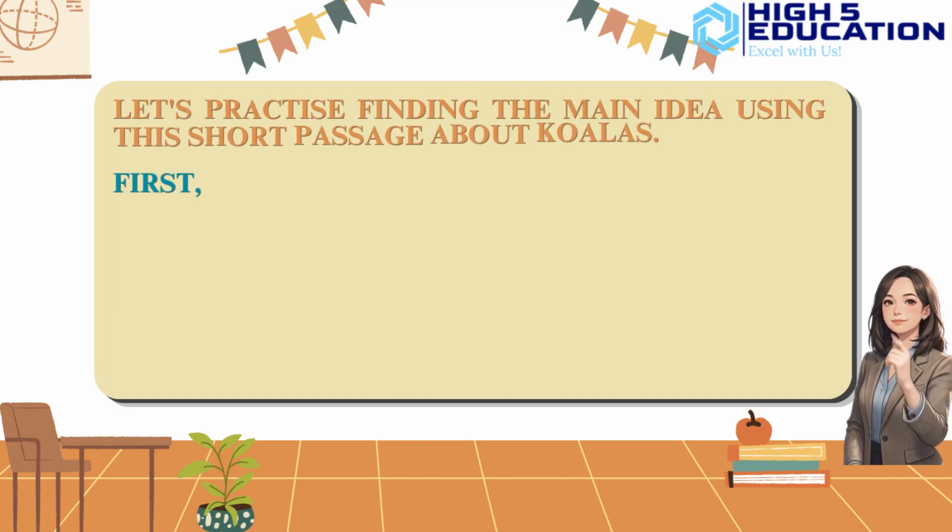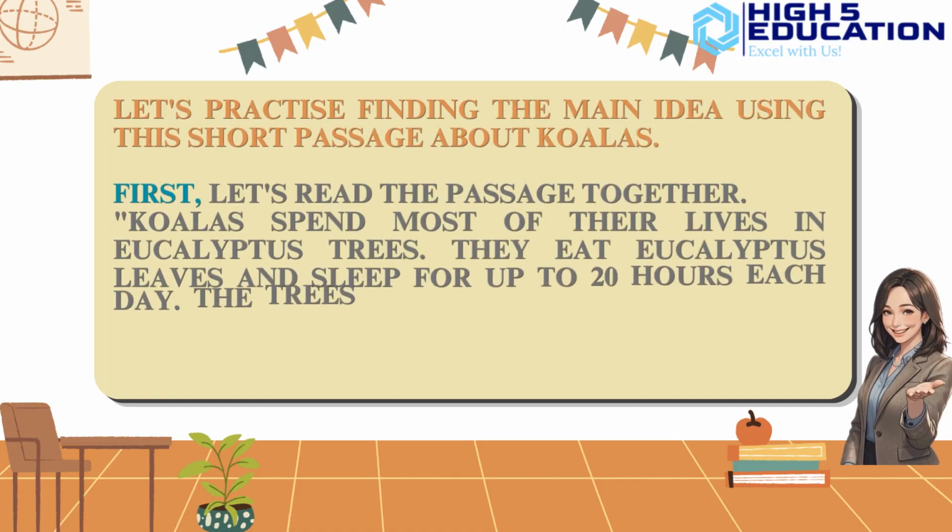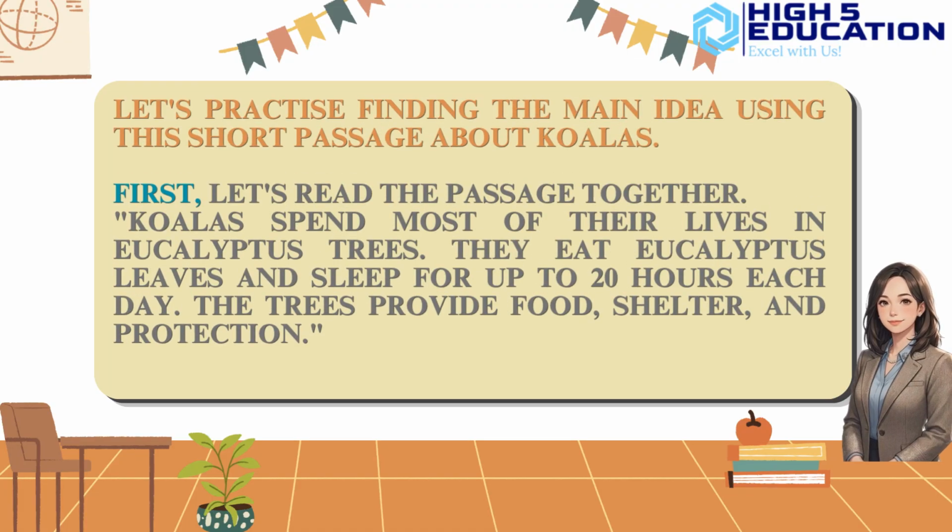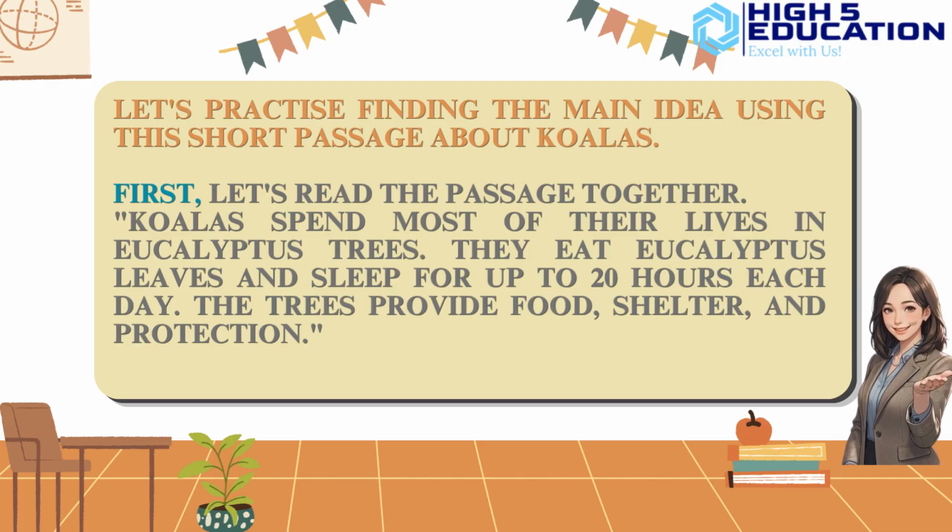Let's practice finding the main idea using this short passage about koalas. First, let's read the passage together. Koalas spend most of their lives in eucalyptus trees. They eat eucalyptus leaves and sleep for up to 20 hours each day. The trees provide food, shelter, and protection.